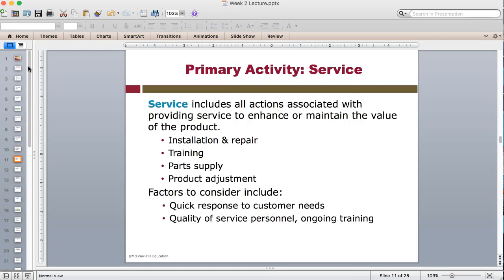And then the last primary activity is service. How do we take care of things? How do we repair? How do we train? How do we supply spare parts? All of those things are critical.